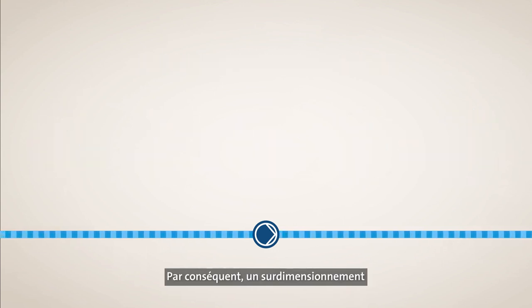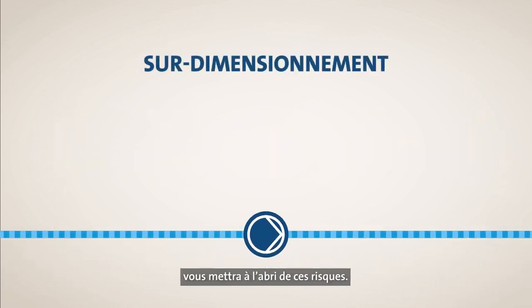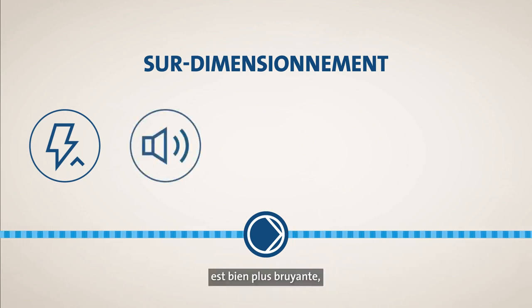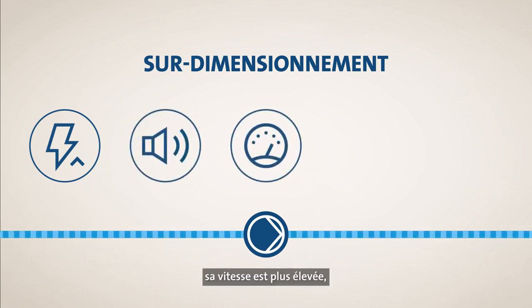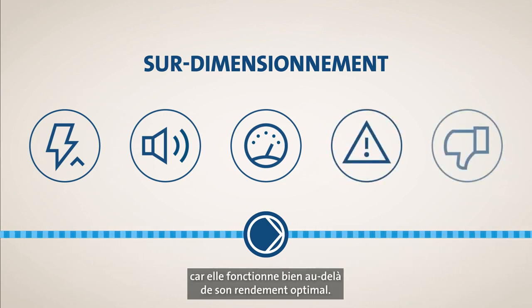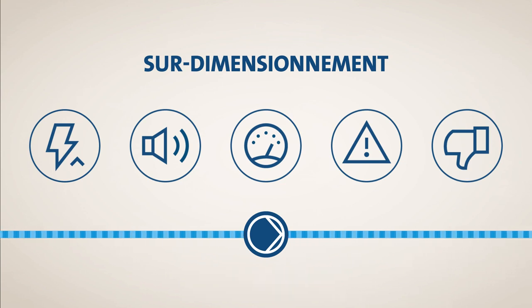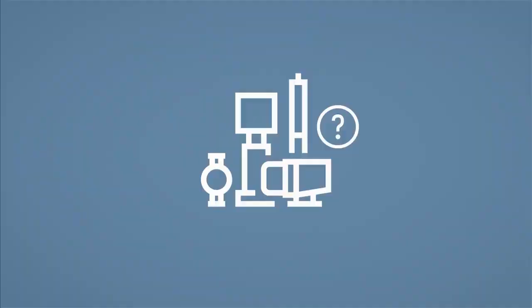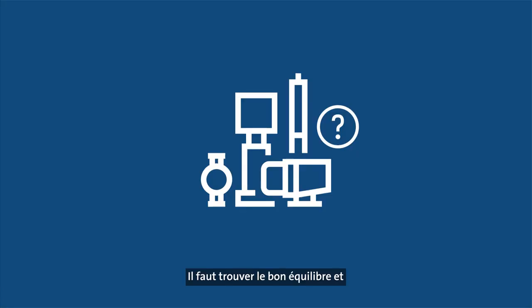So, you might be thinking that you'd be better off oversizing just to avoid these risks. However, an oversized pump brings its own set of consequences that aren't any better. Oversizing means that your pump will use far more power than necessary. It will be much noisier. The velocity will be higher than required, and the pump may fail prematurely as it is operating far from its optimal efficiency. So, as you can see, undersizing and oversizing are pretty big issues. It's all about striking the right balance and finding the exact pump size for your needs.